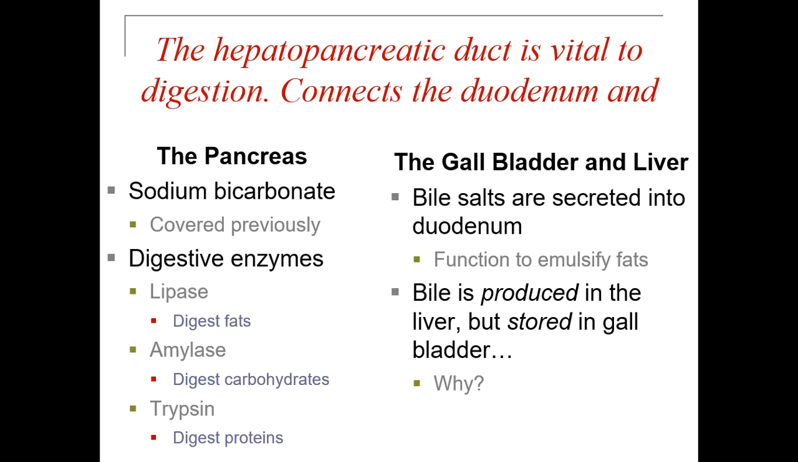So some other things. It's not only the fact that the pancreas and the gallbladder produce sodium bicarbonate. Some other things that they're going to produce. The pancreas is going to produce digestive enzymes, and a boatload of them. Lipase, amylase, trypsin. Lipase is an enzyme which is going to digest fats or lipids. Amylase digests carbohydrates. Trypsin digests proteins. Before this, there was lingual lipase.